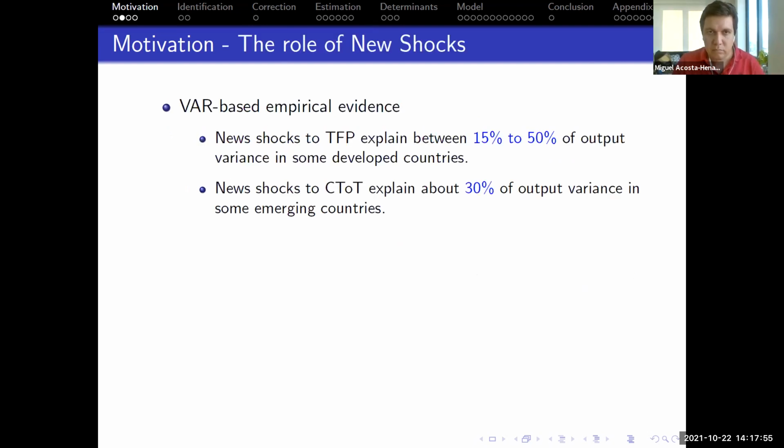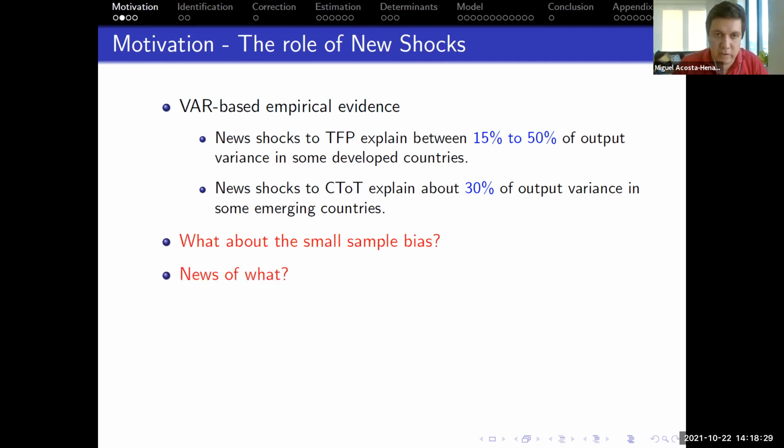With that in mind, what VAR evidence shows is that on average, news shocks to TFP explain 15 to 50% of output variance in some developed countries, usually Australia, New Zealand, Sweden, small open economies in general, and also the United States. And news shocks to commodity terms of trade explain about 30% of output variance in some emerging countries, usually commodity producers and exporters such as Colombia, Chile, and others.